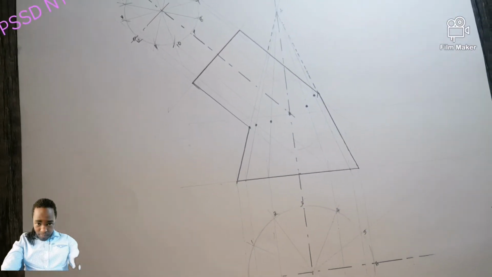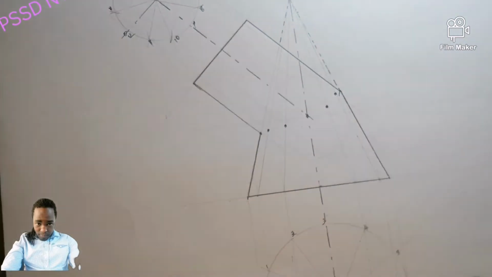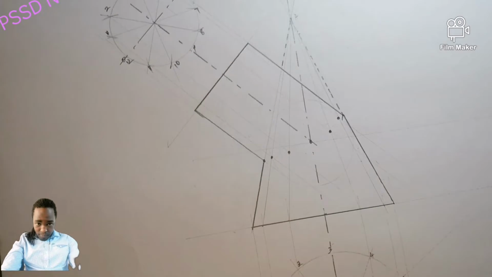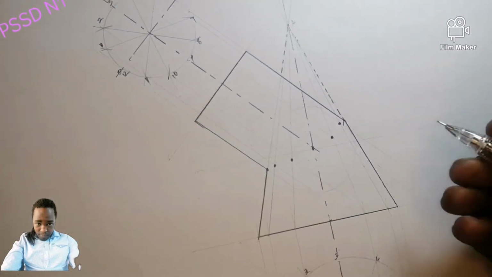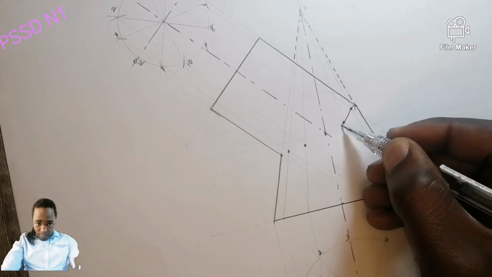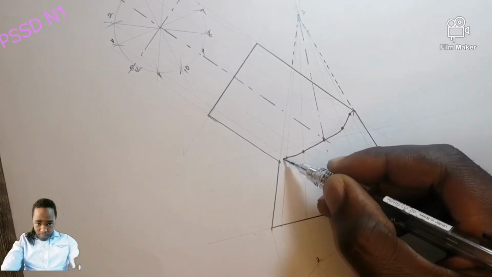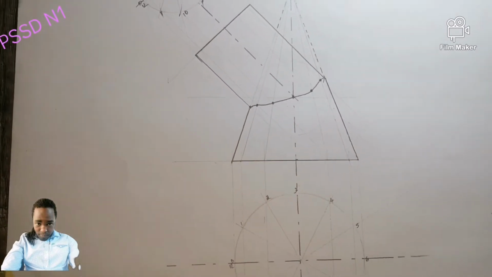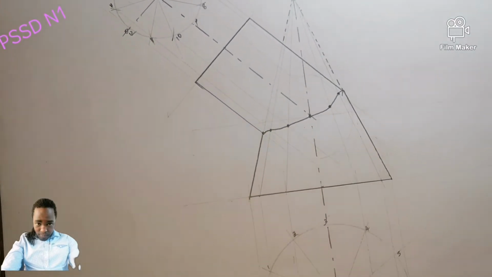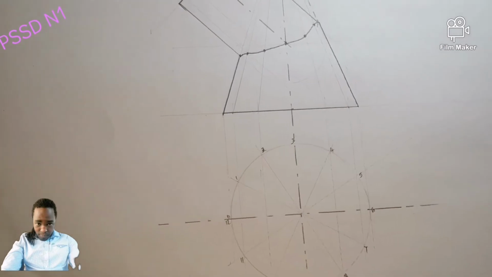You understand? So now join them, throw a freehand. If you have a flexi curve, you can use a flexi curve. If you don't have, you can do them freehand. There it goes, there it goes. So this is the line of penetration. How did you go? Let me repeat that.